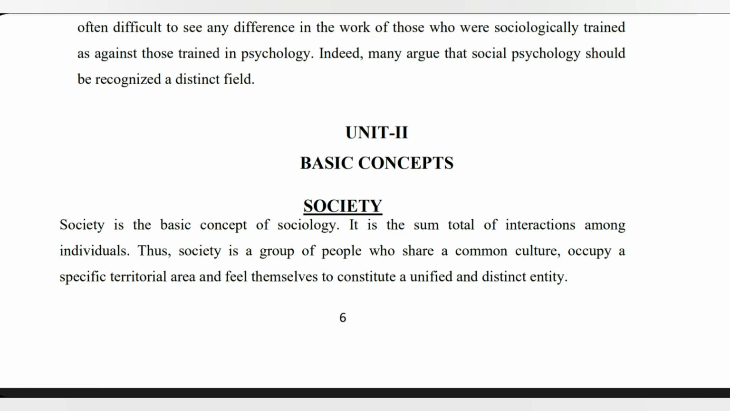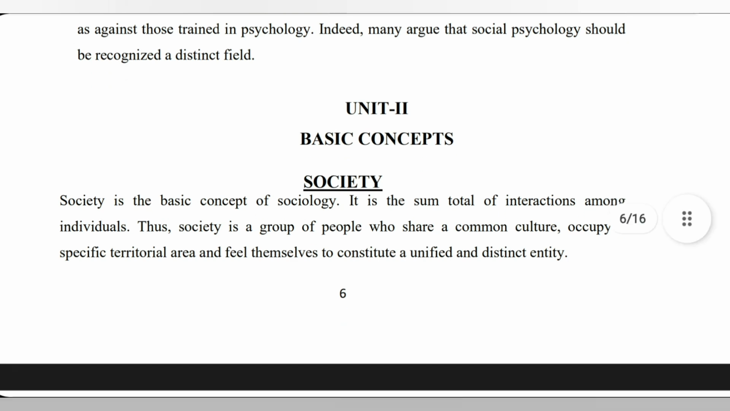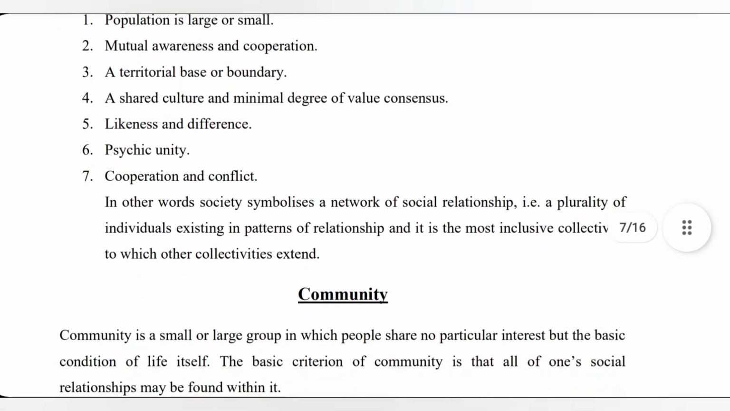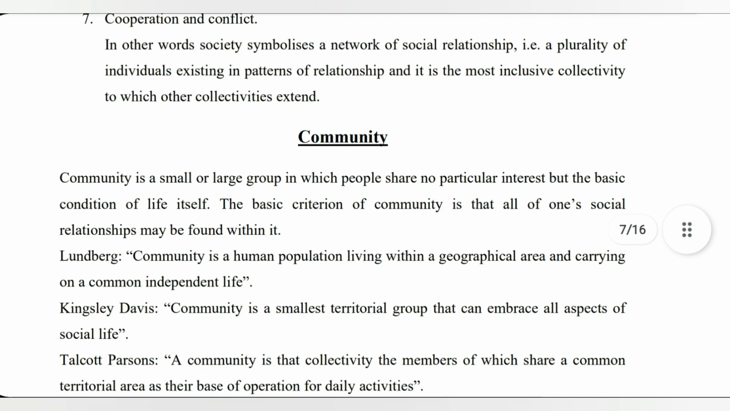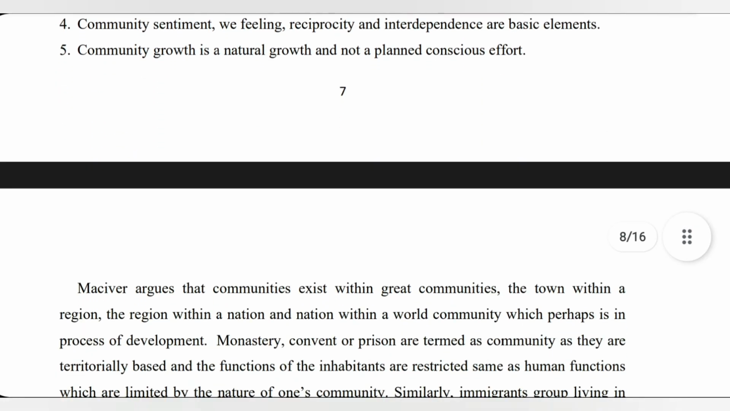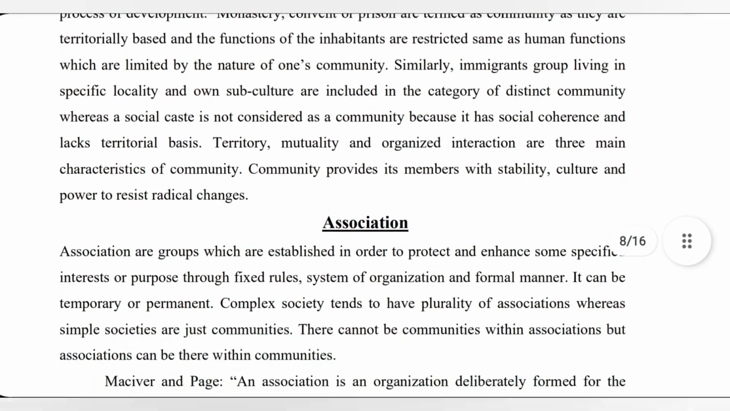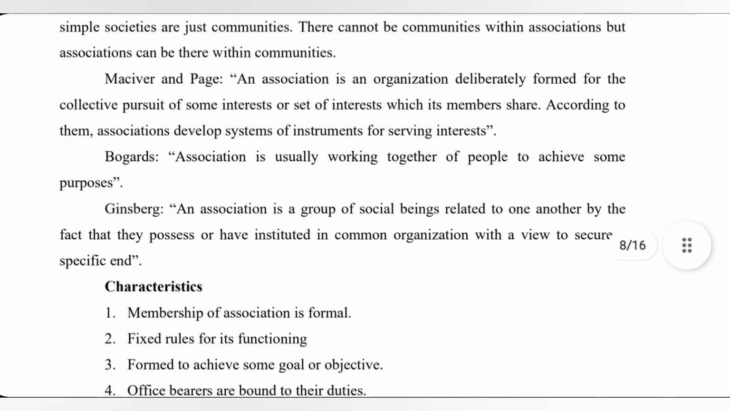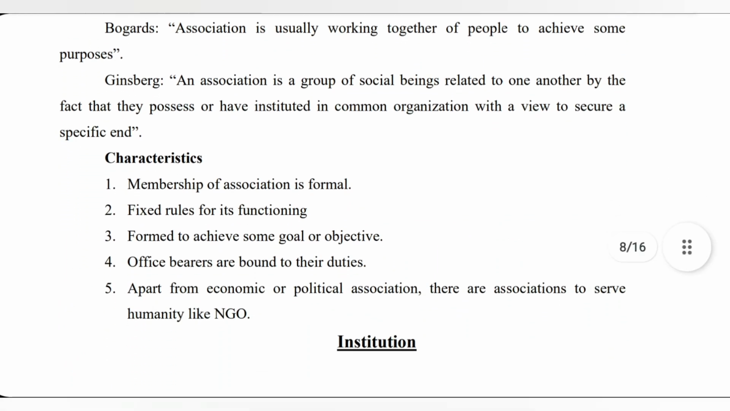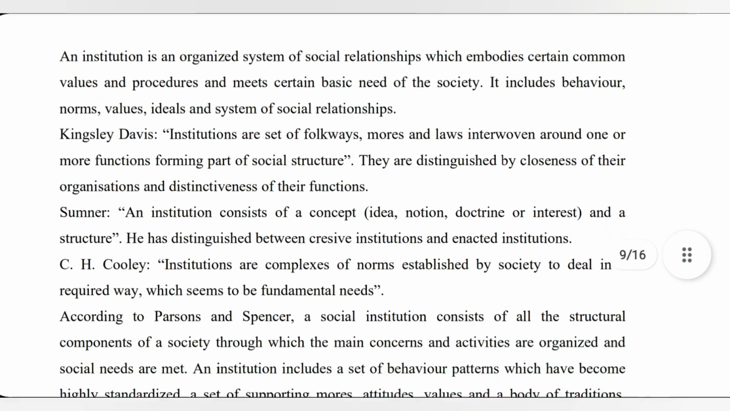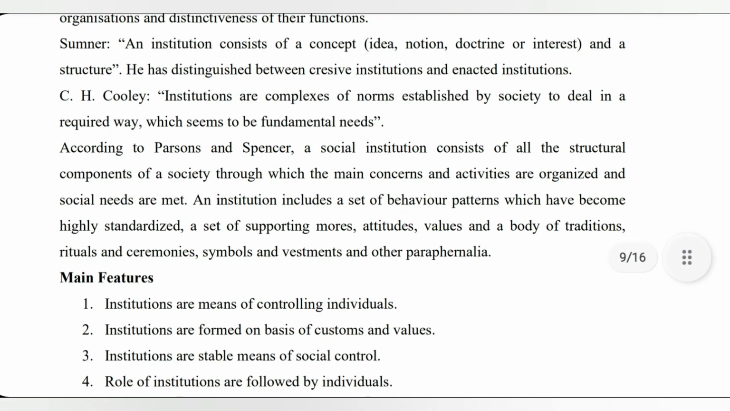Unit second is basic concepts, and in this unit you have to first study what is society. Definitions of society, characteristics of society. Then you have to study community, then elements of community. Then association, meaning of association and definitions of association. Then characteristics of association. Then you have to study institution, main features of institution.